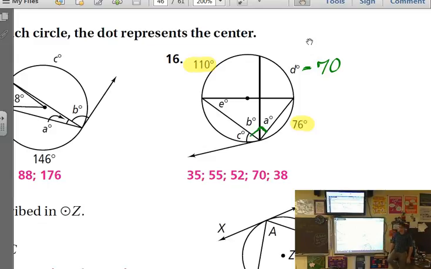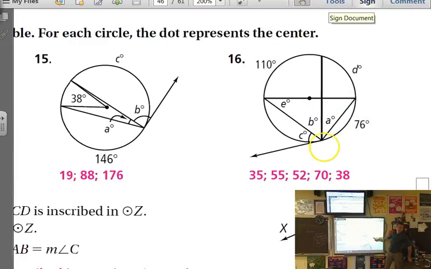Oh, I get it. You can stop now. I get it. Does anybody want me to keep going? Please be honest. A then relates to our 70. B relates to our 110. E relates to our 76. And A I can solve as being the complement of B. There's multiple ways that we can do it.